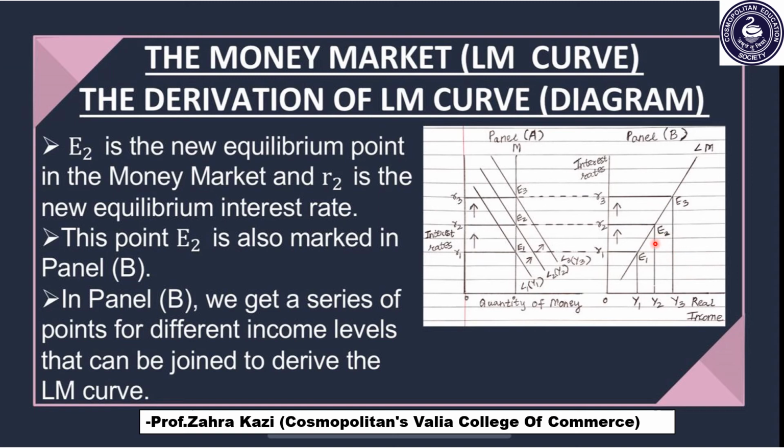In this way, the same procedure follows and again we will get a new equilibrium point E3, which is also marked in panel B. So in panel B, we will get a series of points for different levels of income along with different levels of rate of interest. All these points will be joined and this is how we will derive our upward sloping LM curve.